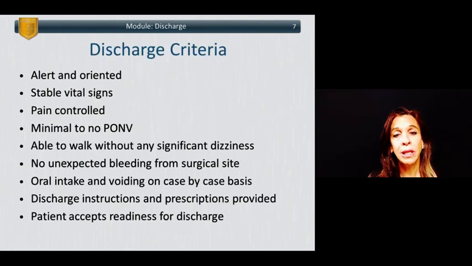So let's talk about discharge criteria. Typically for patients to be discharged from a PACU home, they should be alert and oriented, not necessarily oriented times 3 if they did not come in oriented times 3, but oriented to their baseline. They should have stable vital signs.